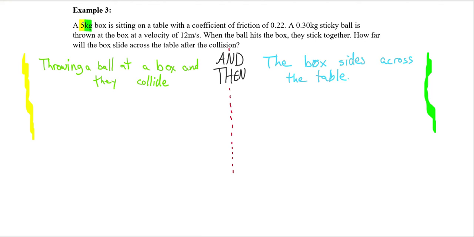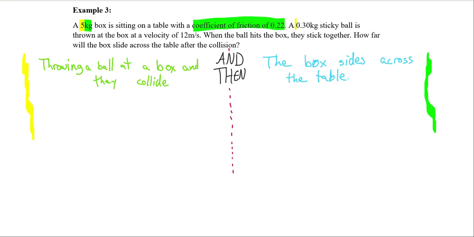That 5 kilograms exists at all times. Your coefficient of friction is all about when friction is happening. And friction is only happening when something is moving across a surface. In other words, the box sliding across the table. So your coefficient of friction is something that we'll use in the after the "and then."